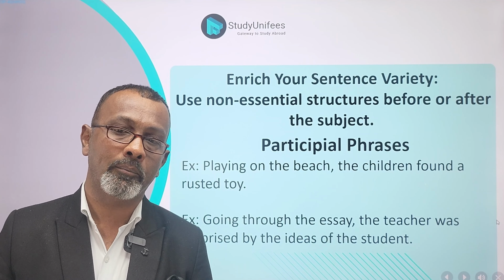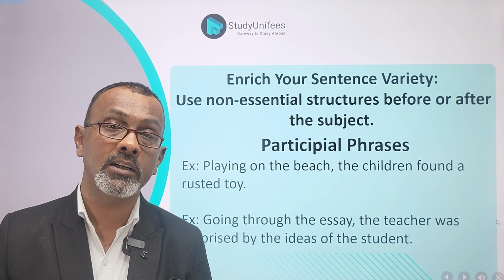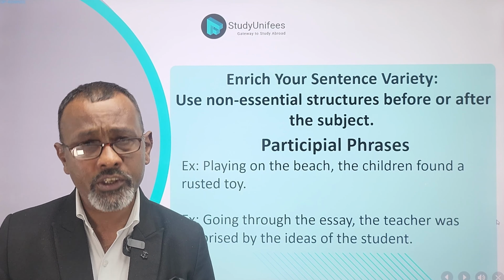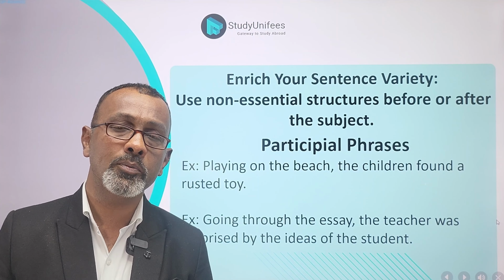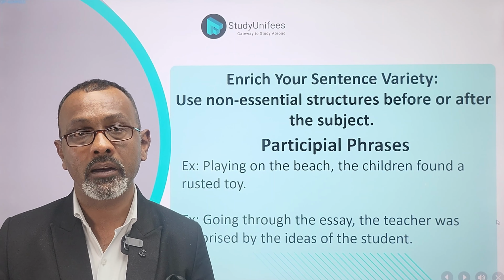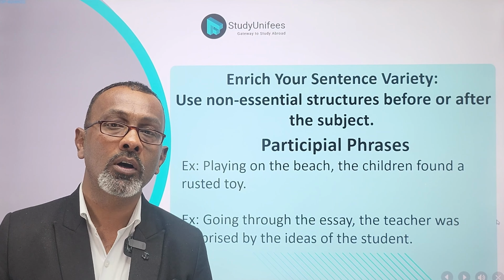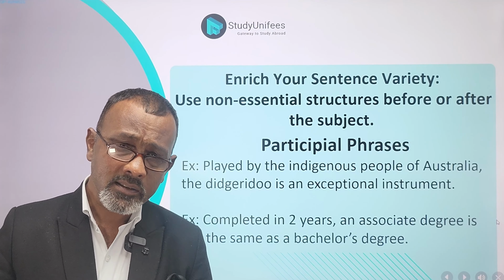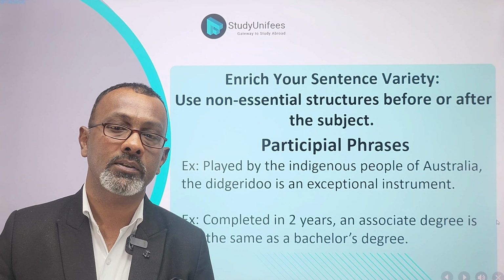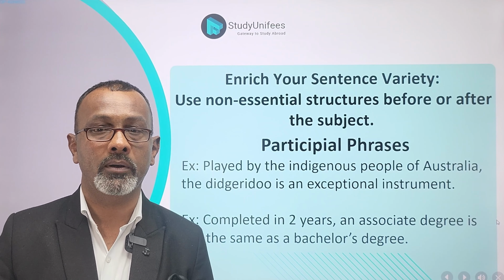Look at the second example. Going through the essay, the teacher was surprised by the ideas of the student. The teacher here was going through the essay, and thus this participial phrase too modifies the subject, the teacher. Add participial phrases using verb 4 to get more richness and variety in your writing. This is the second kind of participial phrase. This time we are using verb 3 or the past participle.